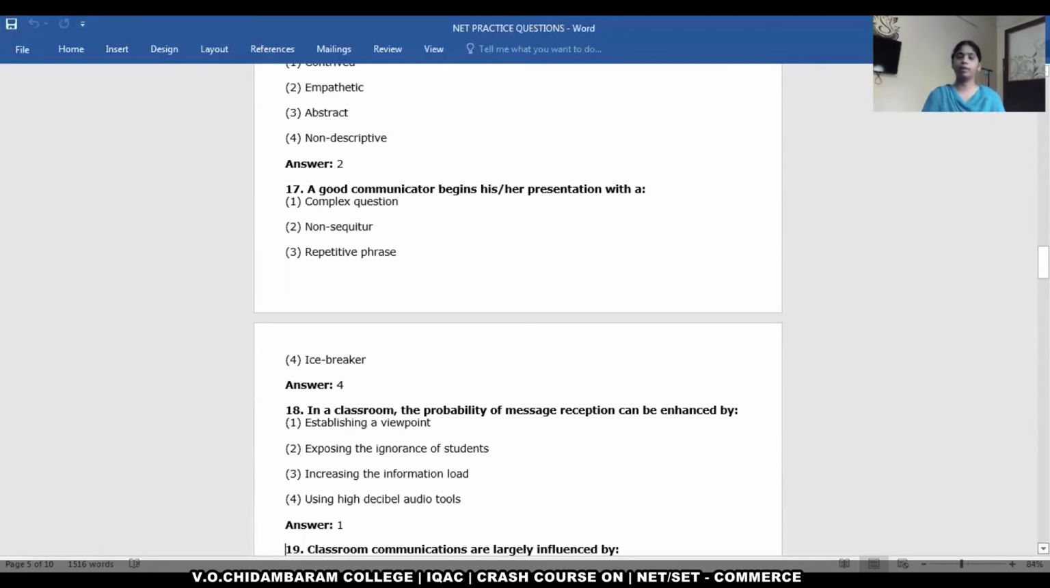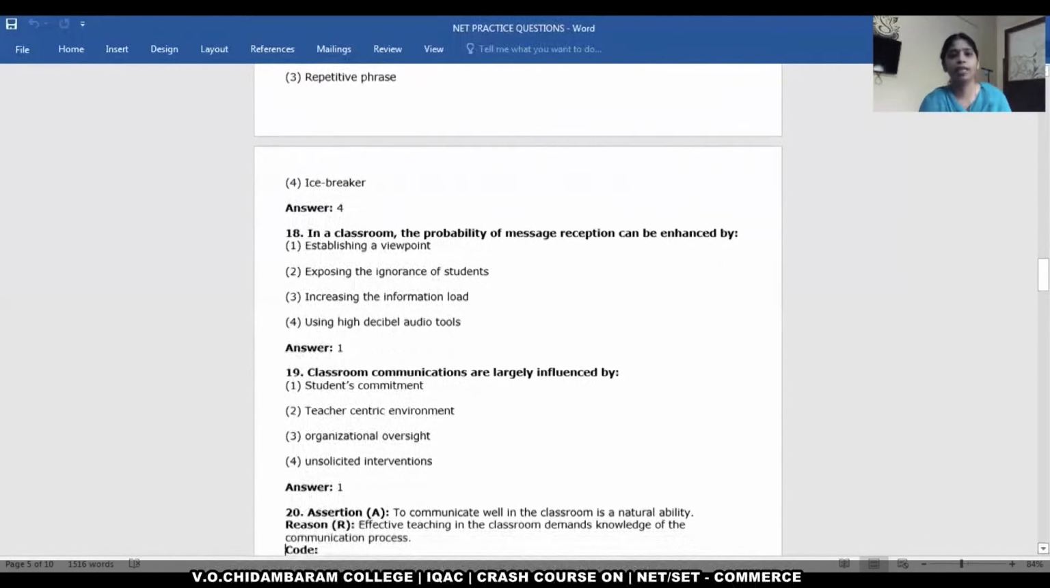What is meant by icebreaker? An icebreaker is more like a game or joke that is usually used to make people familiar with each other, people who do not know each other. So the option is icebreaker. It's a game or joke that is normally used to make people relaxed. Okay, so the right option is icebreaker. A good communicator has to begin her or his presentation with an icebreaker.